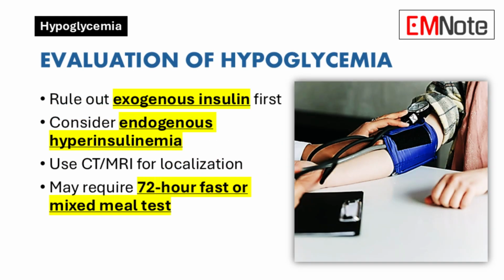Evaluation of hypoglycemia. When exogenous insulin administration is ruled out, clinicians should consider endogenous hyperinsulinemia. Localization is typically performed through abdominal computed tomography or magnetic resonance imaging. A 72-hour fast or a mixed meal test may be performed to evaluate hypoglycemia episodes.